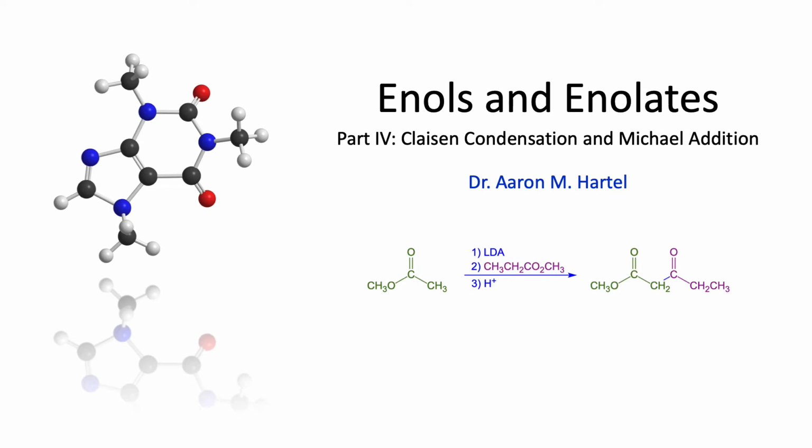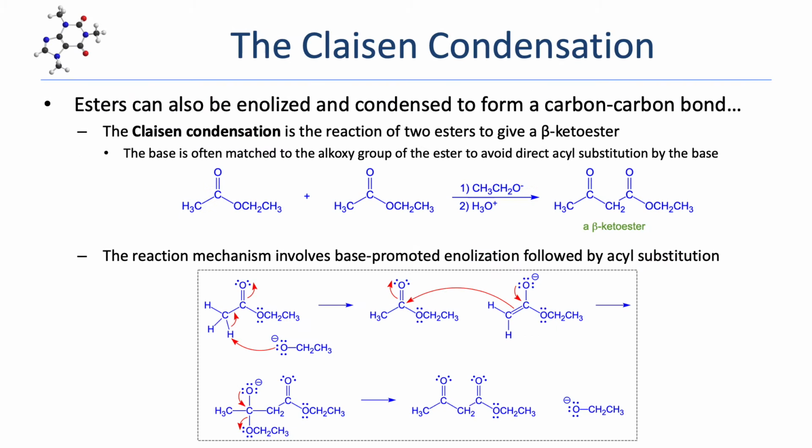In this lesson, we'll continue our look at enolate chemistry, focusing on the Claisen condensation, Michael addition, and related reactions. First, we have the Claisen condensation, which is the reaction of an enolized ester with another ester. The reaction results in the formation of a new carbon-carbon bond, producing a beta-keto ester.